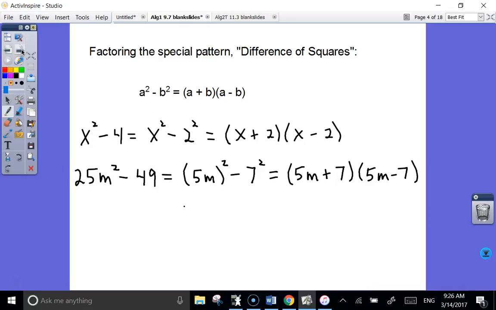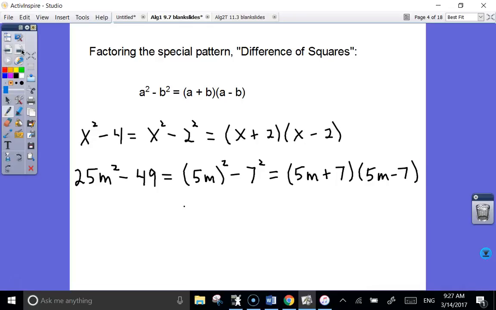I mean, x squared is actually already written as a square. And what number squared equals 4? 2. So if you need to, you don't have to, you could write it like x squared minus 2 squared, and now it completely fits the pattern, right? So it should be x plus 2 times x minus 2. What's that? The difference of two squares?